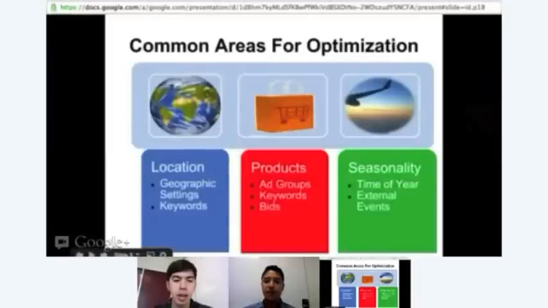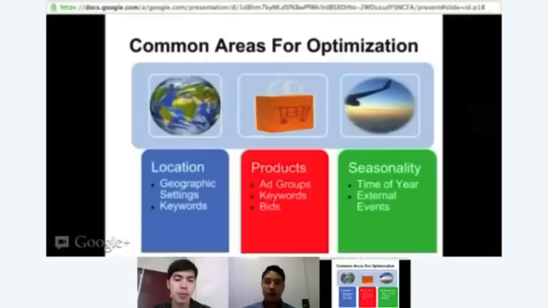Sure. So after talking about that, now we should talk about a couple areas for optimization. Here you'll see that there are three main buckets: location, products, and seasonality. And just to speak a little bit more about them, in terms of location, you can consider things like geographic settings or keywords. So you might wonder, in order to optimize, where is your campaign performing best? If you're targeting all of the United States, is it performing better in certain states like California or Texas?